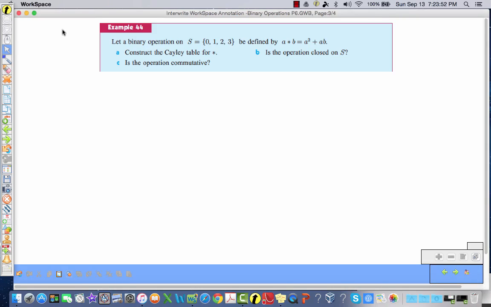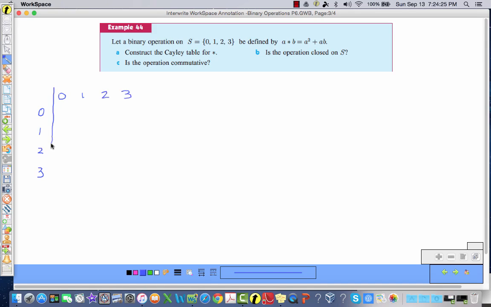Let a binary operation on S equal to {0, 1, 2, 3} be defined by A star B equals A squared plus AB. Construct the Cayley table for the binary operation. So let's go ahead and list our elements 0, 1, 2, 3, and then 0, 1, 2, 3.